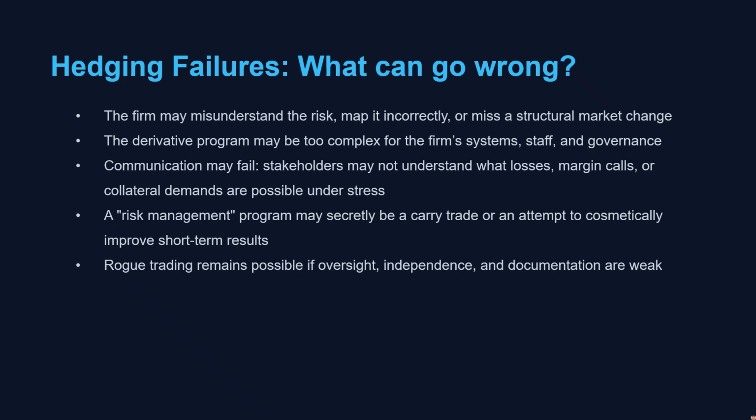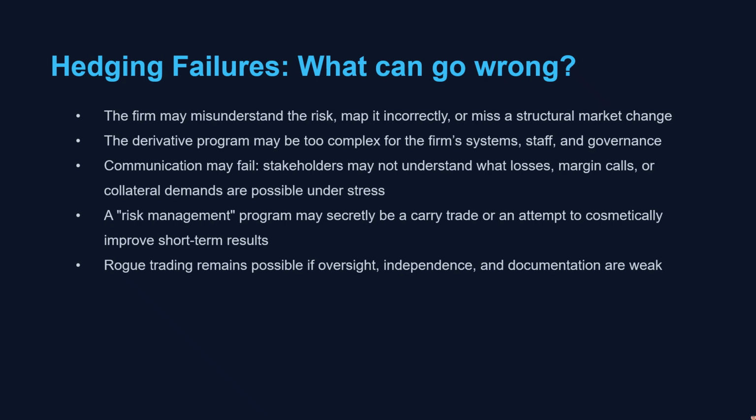This slide is critical because the FRM exam often tests the failure modes, not just the intended mechanics. A hedge can fail because the firm misunderstood the original exposure. If the risk was mapped, for example, incorrectly, the hedge may address the wrong variable. Failure can also arise from structural market change. Historical relationships that seem stable may break down under stress conditions. Another cause is excessive complexity. A program may look elegant on paper, but be too complex for the firm's system, staff, reporting framework, or governance structure.